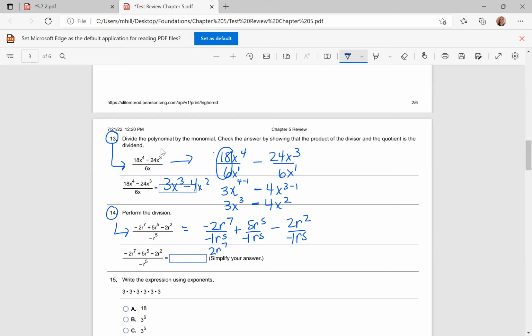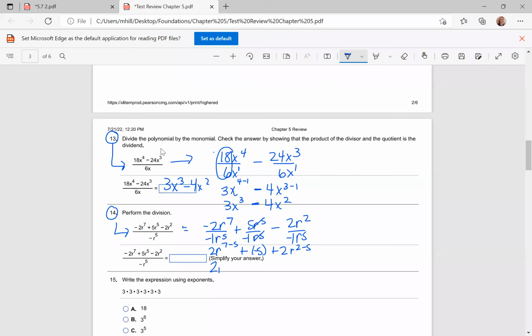R to the 7 minus 5. Remember, you subtract when you're dividing. Plus 5 divided by -1, well, that ends up being -5. And then r to the fifth over r to the fifth, those are going to cancel out. This would be a -2 over -1 because the minus would go with it. So it's going to be +2 and r to the second minus r to the fifth.